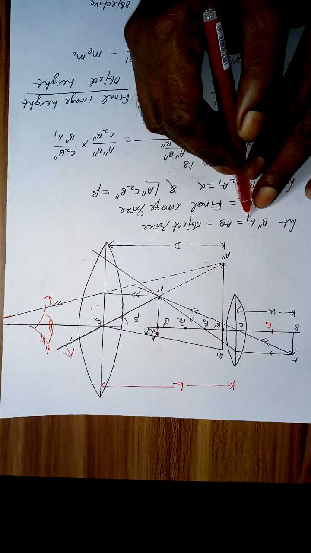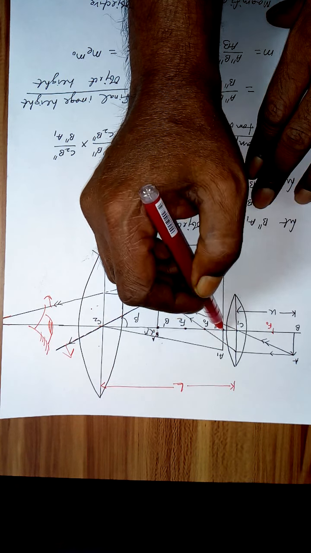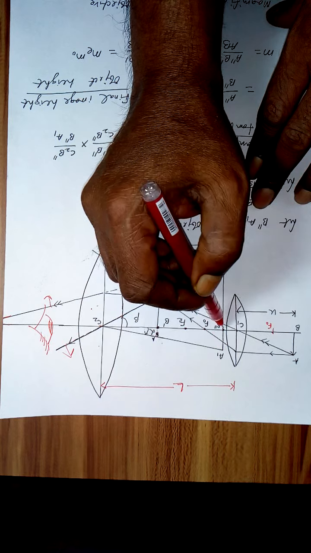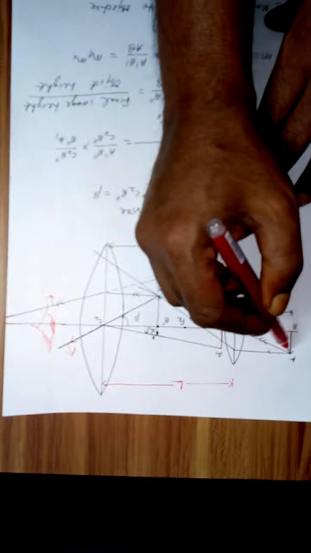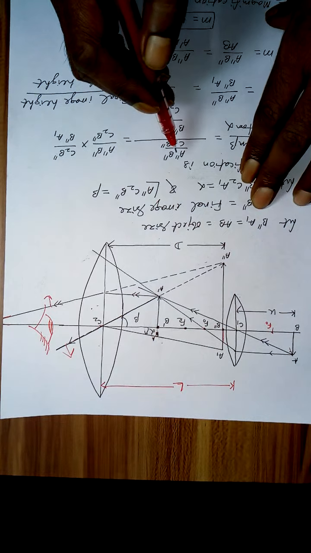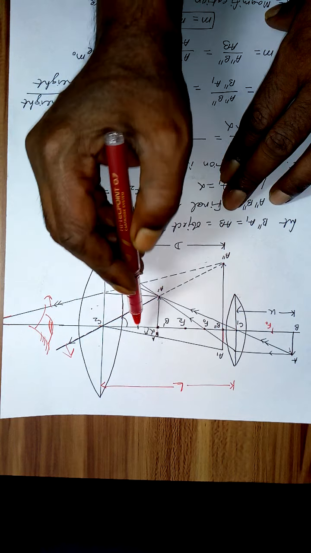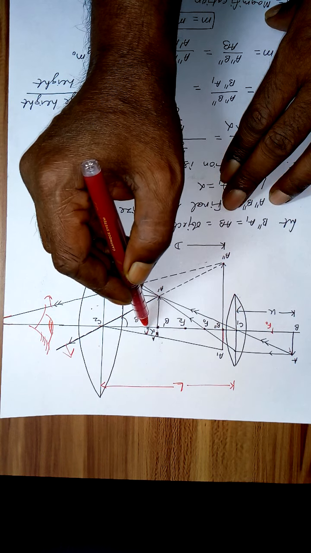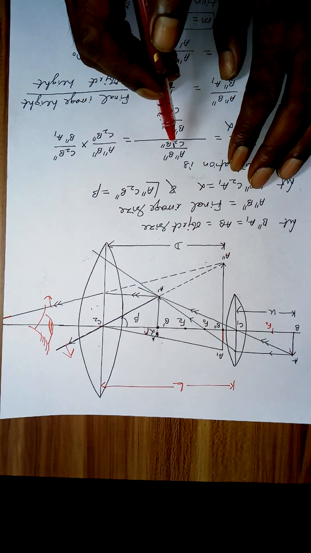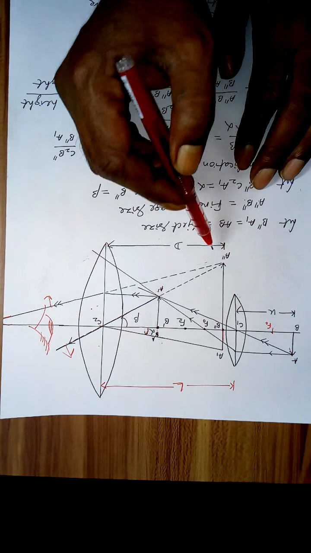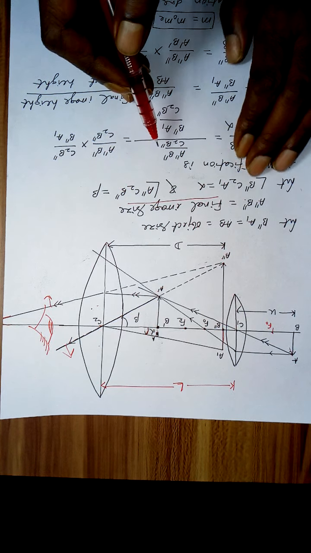Let B double dash A1 be a line I have drawn, with this length equal to this length, meaning the same thing as the object size. I join this point with C2 and let this angle be alpha. Now A double dash B double dash is the final image size.